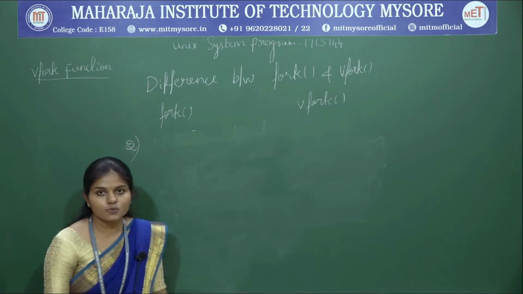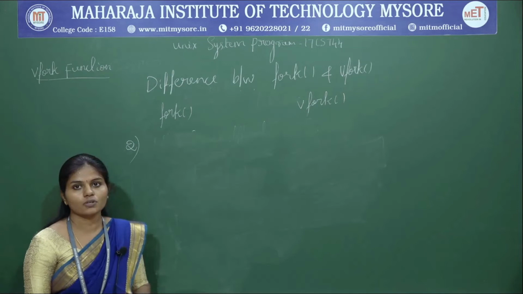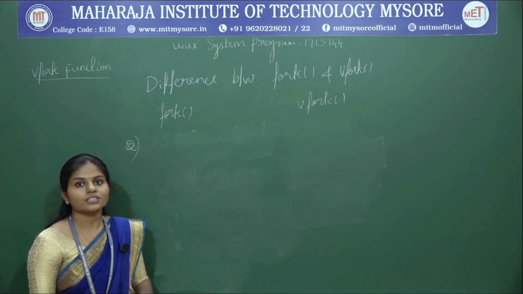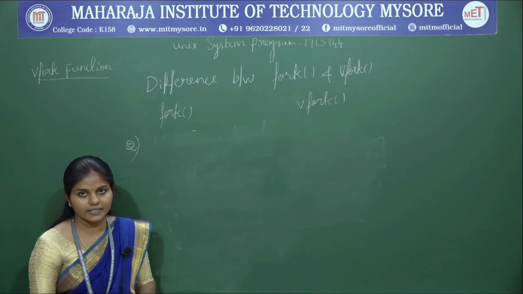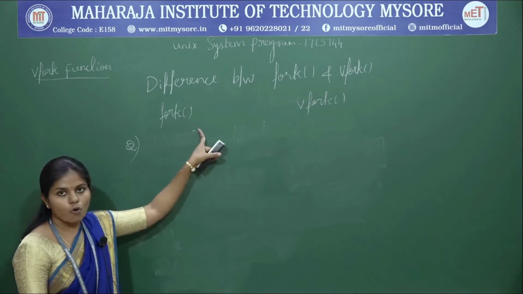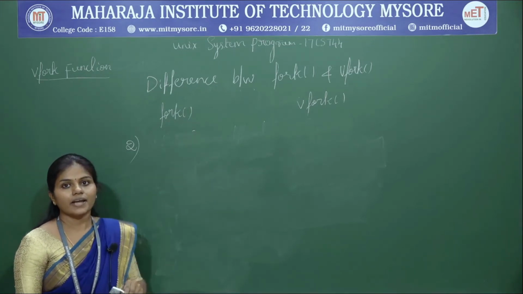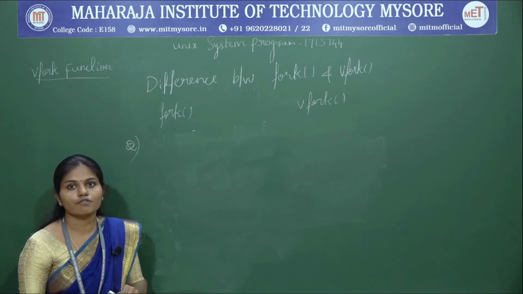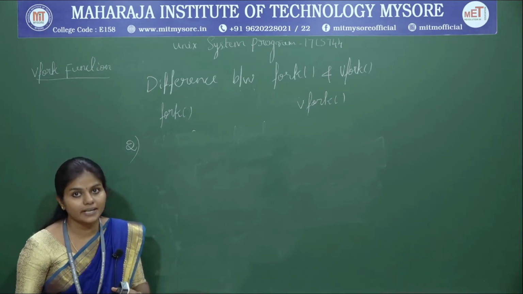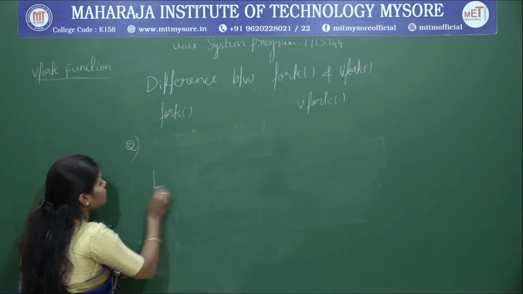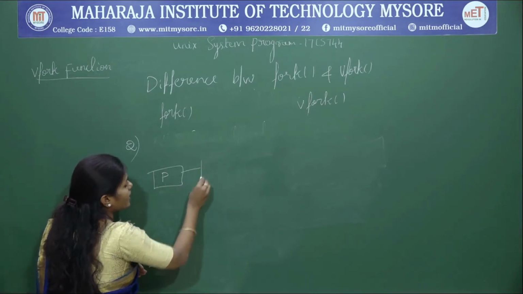The second difference between the fork and the v-fork is this: when the child is going to be created, in the fork command, both the parent and the child are going to perform the operation simultaneously. That is, when the parent is going to create the child.